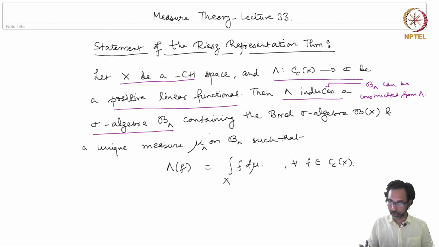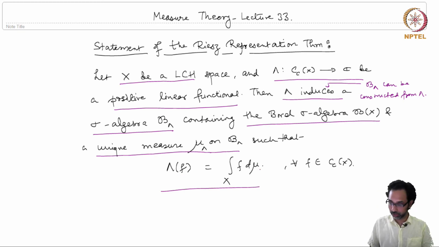And this sigma algebra B lambda contains the Borel sigma algebra Bx. So remember that the Borel sigma algebra was the collection of all Borel subsets of X, which is the smallest sigma algebra generated by the open subsets of X. And so the sigma algebra B lambda that lambda induces contains all the Borel sets, and a unique measure mu lambda defined on B lambda, such that this positive linear functional lambda applied to f is nothing but the integral of f with respect to this measure mu lambda.